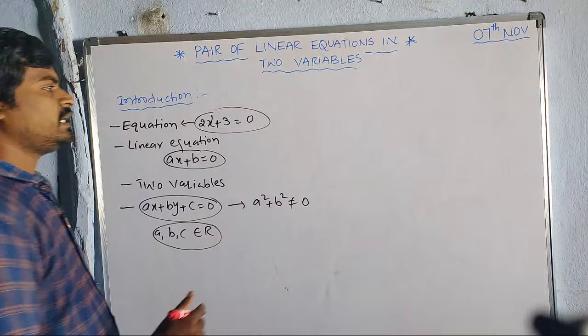So a1 by a2 is 5 by 7, 5 by 7. After that, b1 by b2.